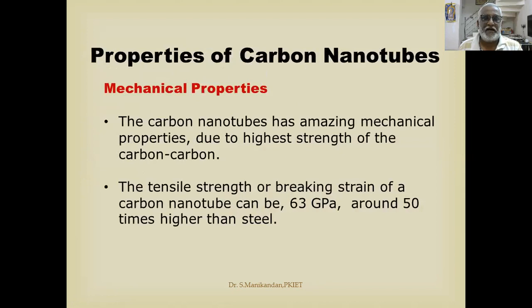Let me explain the different properties of carbon nanotubes. Regarding the properties, we start with the mechanical properties. Carbon nanotubes have amazing mechanical properties due to the highest strength of carbon-carbon bonding. The tensile strength or breaking strength of a carbon nanotube can be 63 gigapascal, around 50 times higher than steel.